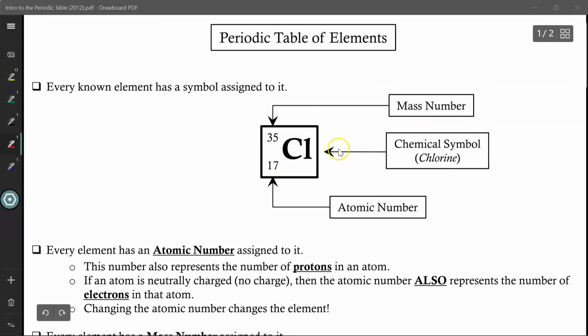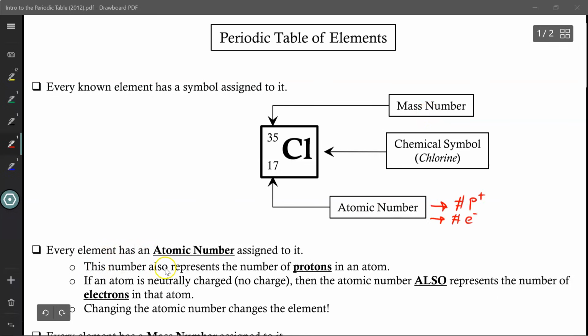To help me remember this, I think of mass as massive, so whichever number is bigger is the massive number or the mass number, whereas the smaller number is the atomic number because atoms are small. So, small number, atomic number. Massive number, larger one, is the mass number.